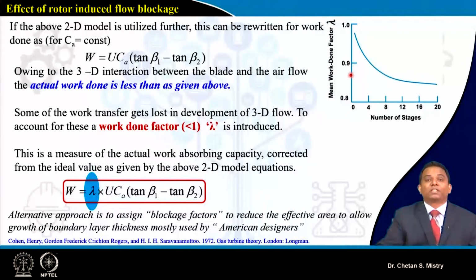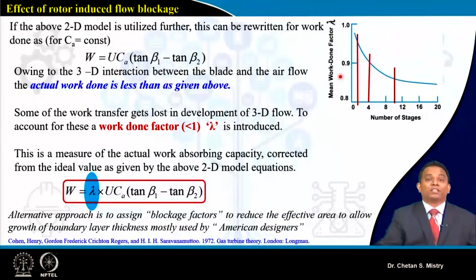This is a reported work by Cohen and Rogers, and according to them, there are some numbers representing my work done factor, and on the x-axis we have the number of stages. Suppose I am considering my first stage design, I will select my work done factor in the range of 0.96, 0.97. Suppose I am designing my fourth stage, I will select my work done factor in the range of 0.9. And if I move ahead, my work done factor will be in the range of 0.86 or 0.85.